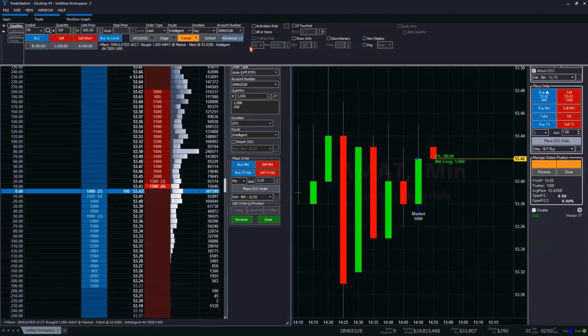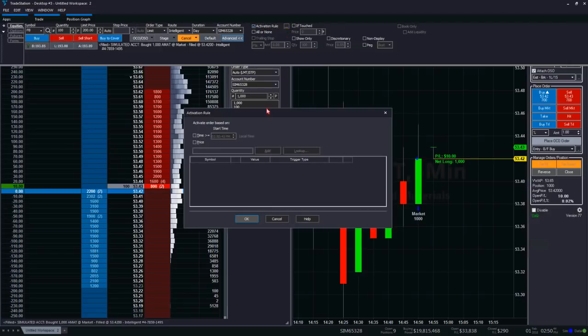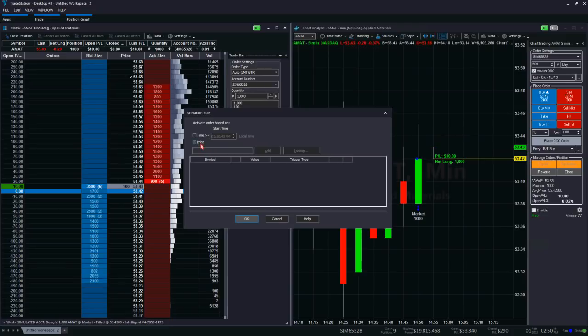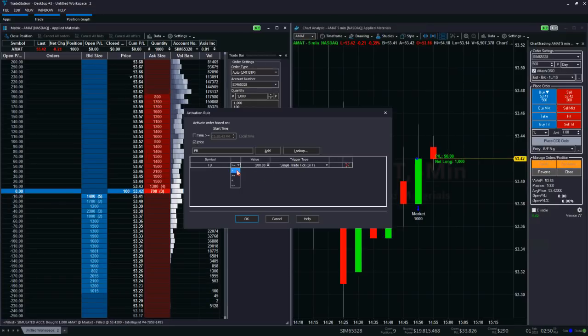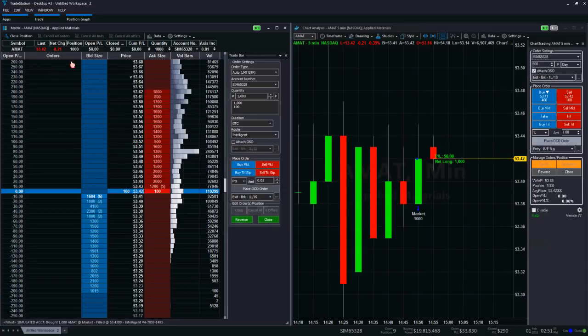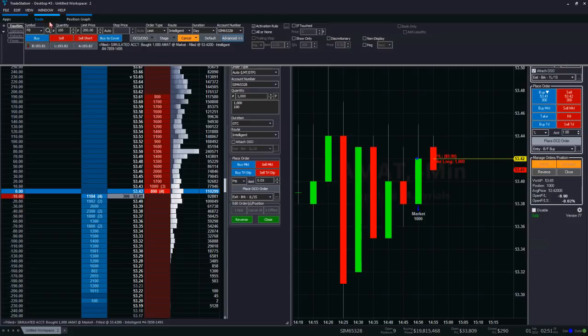And what I'm going to do is set an activation rule. Right here on the right hand side, there's a checkbox for activation. And I'm going to click on the ellipsis right here. I'm going to tell my order to do the following: if the price of Facebook, when I add it right here, is trading at $200 or more, greater than or equal to $200, then I want to activate my order. So I'm just going to click OK here, and come back to my trade order bar.